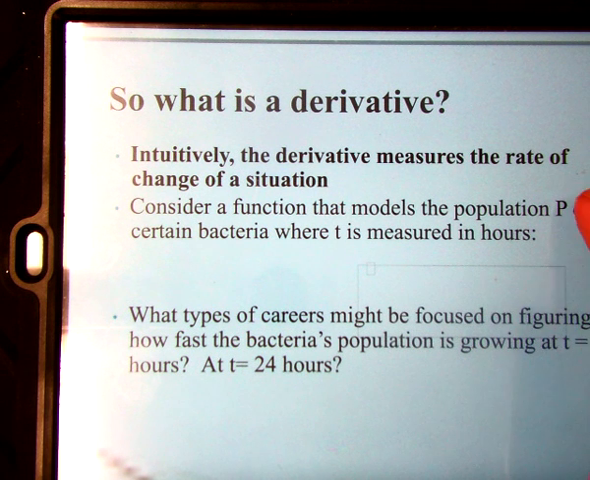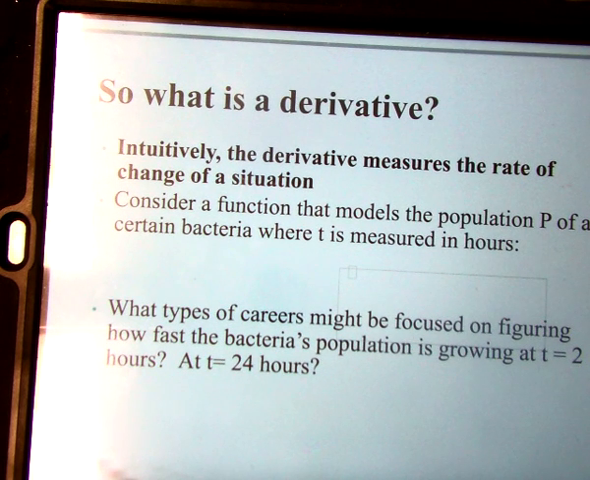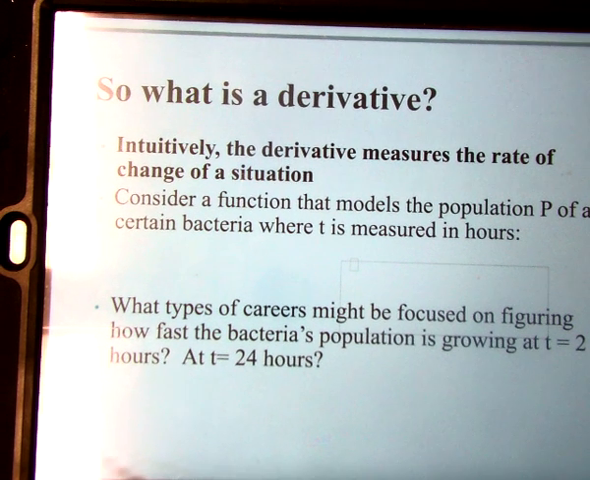So we have a very complex function here, and it models the population of a bacteria as time goes on, right? So the derivative would measure the rate of change of that bacteria throughout that population. Last year when we went over this, Ebola was a big topic and how fast that spread. So when we talk about what types of careers might be focused on figuring out how fast bacteria populations spread at different times, 2 hours, 24 hours, 5 days, right? People that make vaccines, the World Health Organization, the CDC, people that are interested in going into medical careers, the rate that diseases move through a population is actually pretty interesting stuff, and they need to know that. So what we're starting in Chapter 2 is a baseline for all of that.